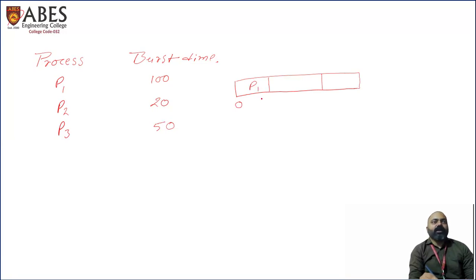P1. What is the burst time of P1? It's 100. Now P2 will get executed. What is the burst time of P2? It's 20. Now total time will be 120. And in the last, P3 will get executed. What is the burst time of P3? It's 50. So total time here will be 50 plus 120 equals 170. Our Gantt chart is prepared.